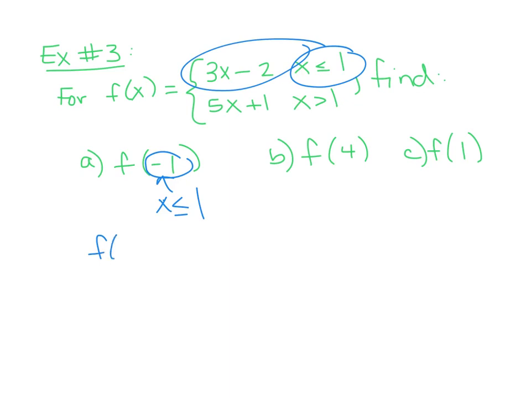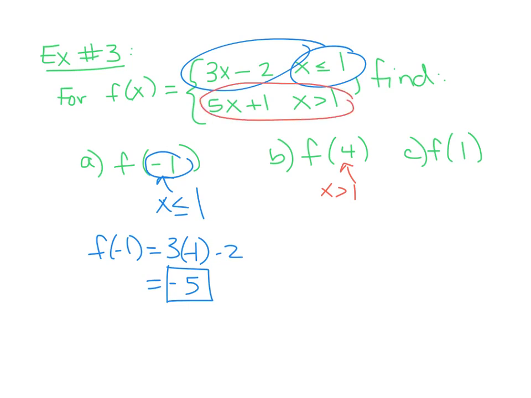So we are going to do f of -1, plug in -1 into the top half of the equation. That gives us -5. For the next one, same idea. We know that 4 is one of the x values that's greater than 1, so that means we're going to use our bottom equation. So f of 4 is equal to 5 times 4 plus 1, or 21.